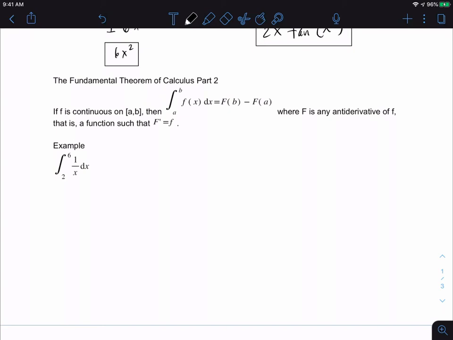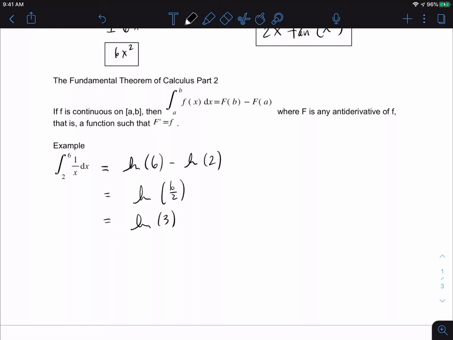So with this example here, what is the antiderivative of 1 over x? Remember, what gives me that derivative, 1 over x? Correct, ln of x. So this is telling me I'm going to go ln of my b, which is 6, minus ln of my 2. Okay, so if we remember our logs, isn't that ln of 6 divided by 2, or ln of 3, right? And you can check that with your calculator if you'd like. They are the exact same answer. That is the Fundamental Theorem of Calculus Part 2.